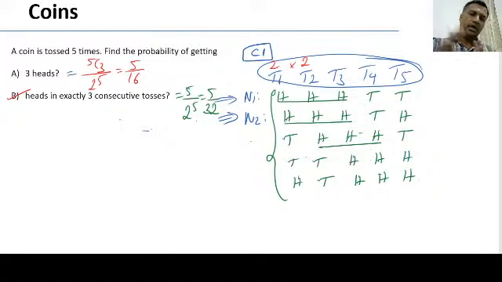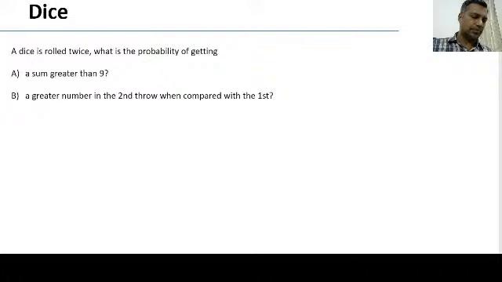Okay, let's go further. What did I do? I introduced you to coins. Let me quickly introduce you to dice now. Here is a question. A dice is rolled twice. What's the probability of getting a sum greater than 9? When you roll a dice, the sum greater than 9. How many times is it rolled? Twice. Therefore, D1 plus D2. The question is D1 plus D2 should be a sum greater than 9. Alright, sum greater than 9 is what?